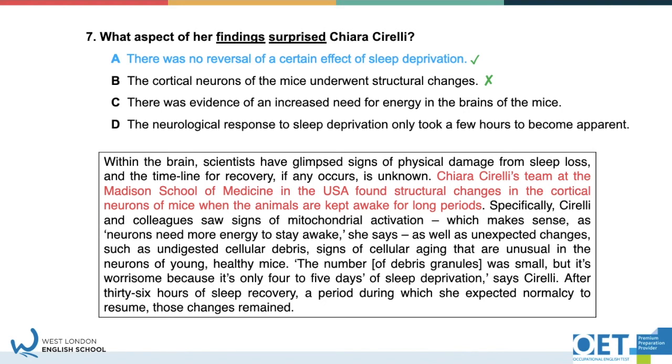If we look at C, there was evidence of an increased need for energy in the brains of mice. Well, again, like we said before, we've got this bit which makes sense as neurons need more energy to stay awake. So this isn't something that surprised her. This is something that she expected. So it can't be C.